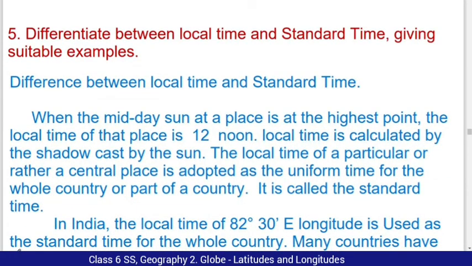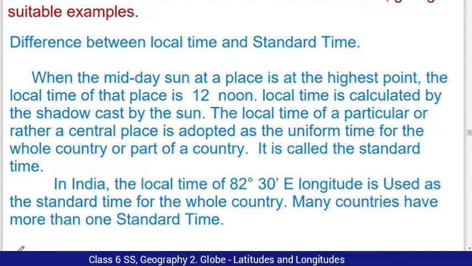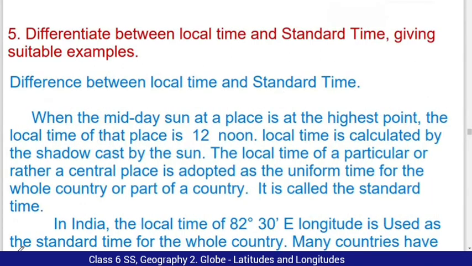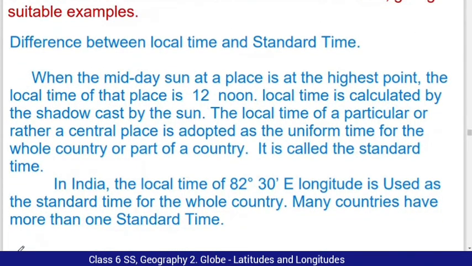Fifth question, differentiate between local time and standard time, giving suitable examples. Difference between local and standard time. When the midday sun at a place is at the highest point, the local time of that place is 12 noon. Local time is calculated by the shadow cast by the sun. The local time of a particular or rather a central place is adopted as the uniform time for the whole country or part of a country. It is called the standard time.